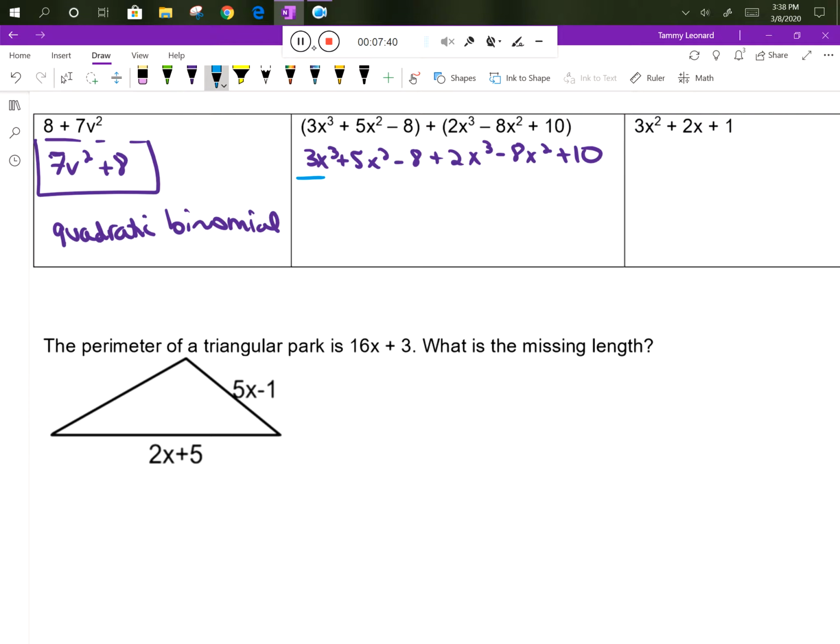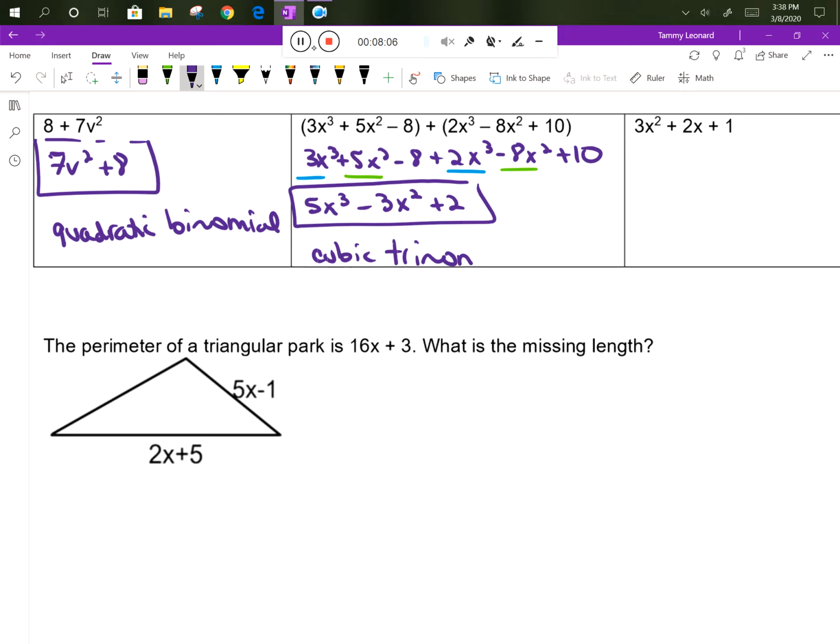I see an x cubed here and an x cubed over there for a total of 5x cubes. I see an x squared here and an x squared there for a total of negative 3x squareds. I don't see any plain x terms, but negative 8 and positive 10 make a plus 2. So that's the simplified form. This is cubic because it has a degree of 3, and a trinomial because the answer has 3 terms.